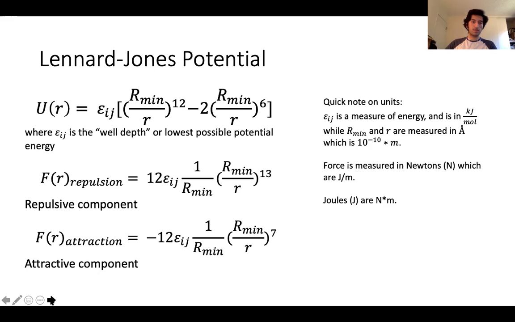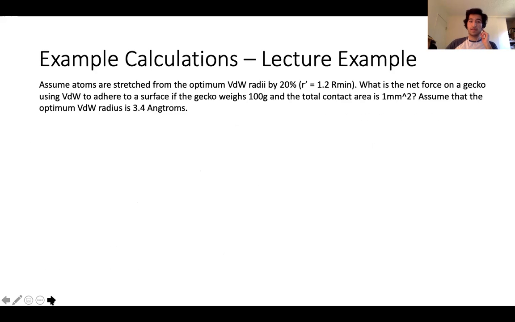Okay, so next I'll go over the example calculation that you did in lecture about the gecko sticking to a surface. A lot of the assumptions are the same as we saw in lecture. First, we're assuming that atoms are stretched from their optimal van der Waals radii by 20%, meaning that if there is an R min, the distance is now 1.2 times R min. Basically we want to know, is the van der Waals attractive force going to be enough to hold up the gecko?